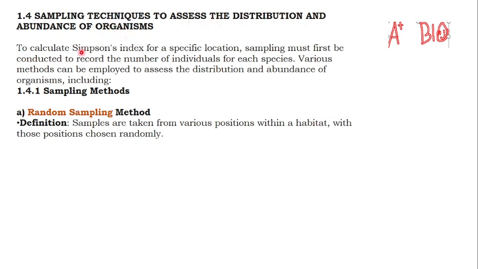To calculate the Simpson index for a specific location, sampling must first be conducted to record the number of individuals for each species. Various methods can be employed to assess the distribution and abundance of the organisms. Those are techniques. Number one is called the sampling method. In the sampling method, it means just to take a sample.